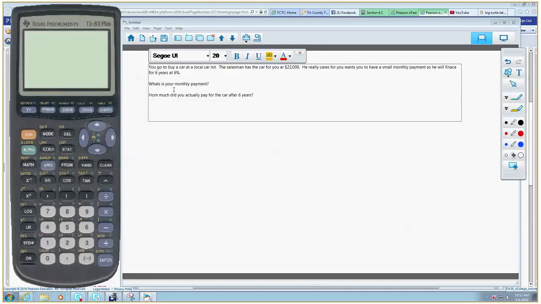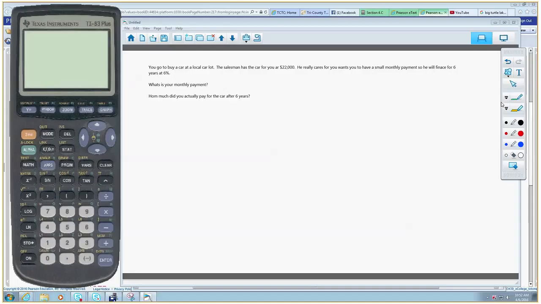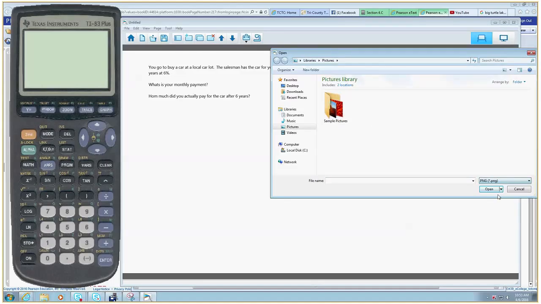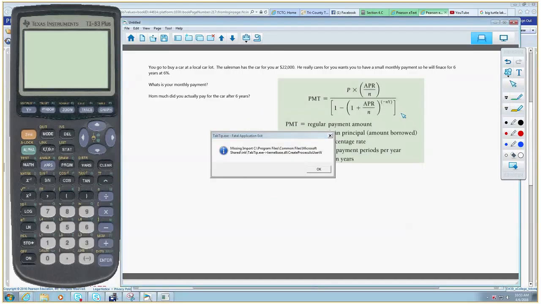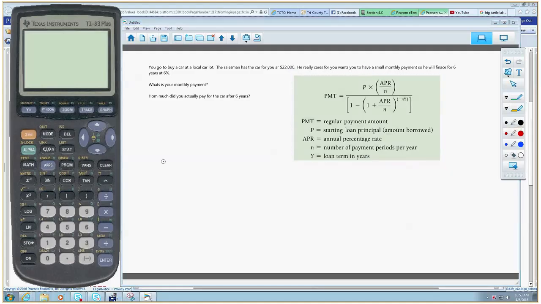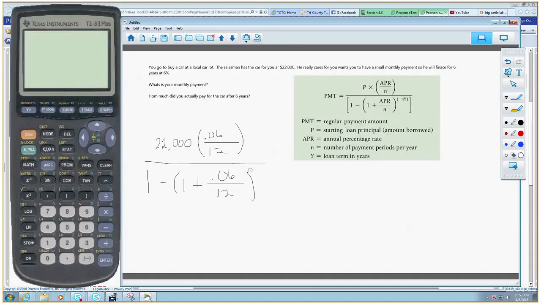All right, just overlook the typographical errors. Let me insert my handy dandy formula. That's going to be 22,000 times 0.06 divided by 12, over 1 minus 1 plus 0.06 divided by 12. And what's 6 times 12? 72.